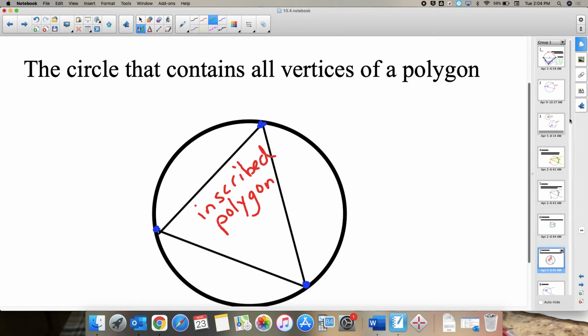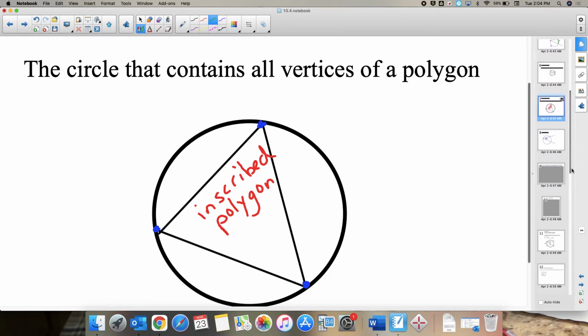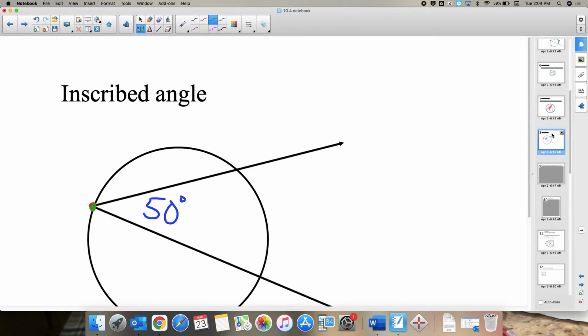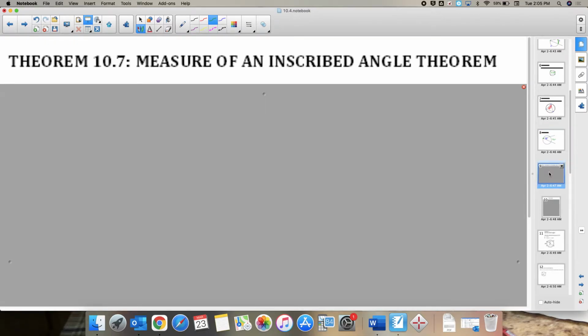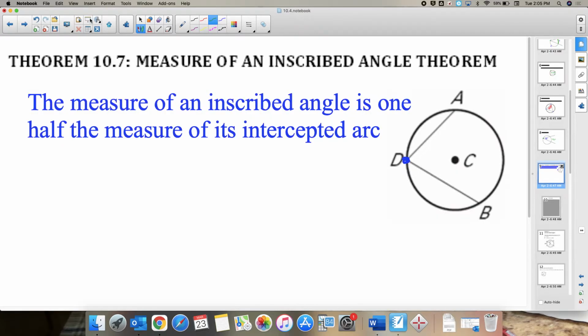So really there's two ideas we're going to go over today. The first one just deals with that inscribed angle, such as my 50-degree angle here, and how it relates to my arc. It is always half as big as the arc that it makes. And that is theorem 10.7 here. The measure of an inscribed angle is 1/2 the measure of its intercepted arc.